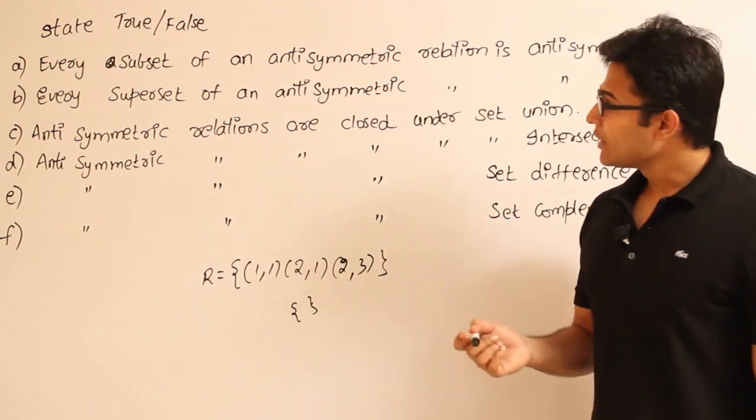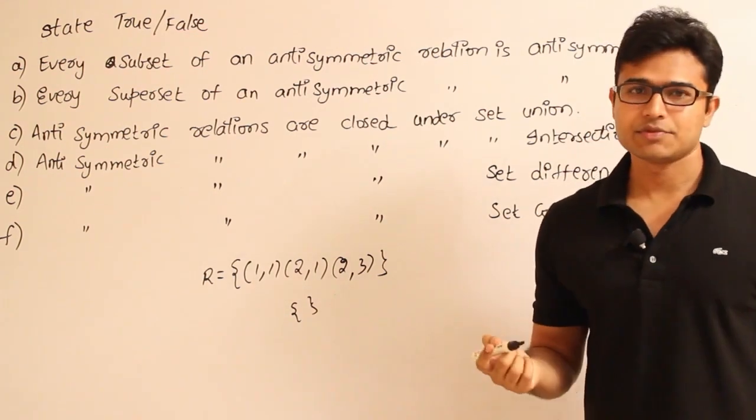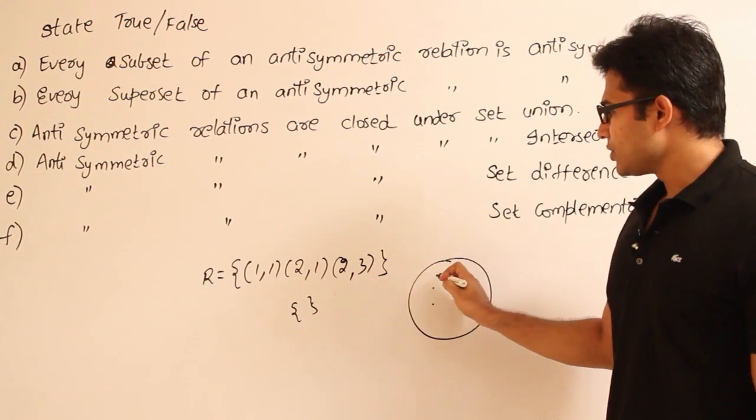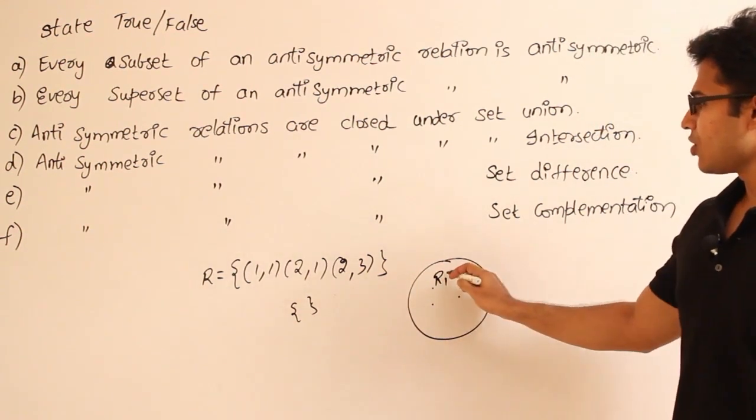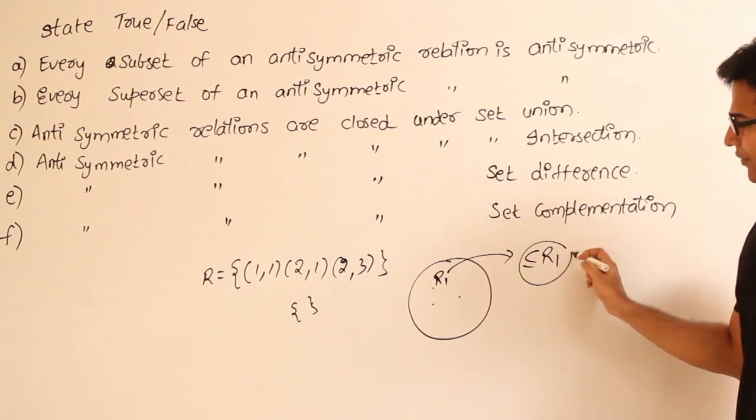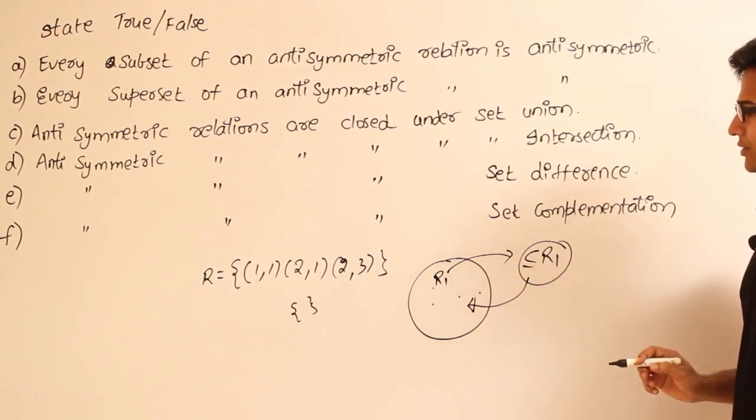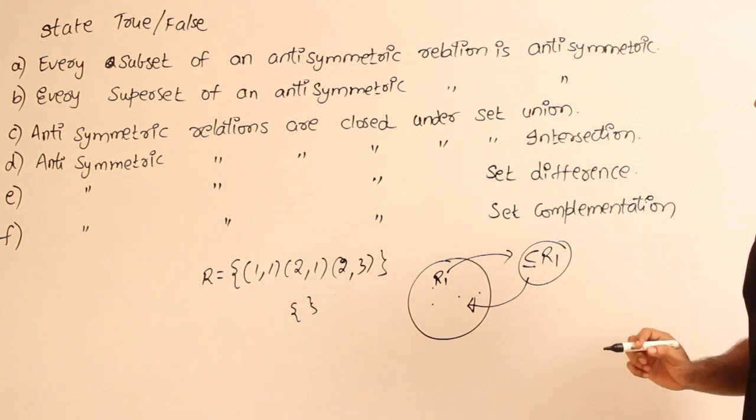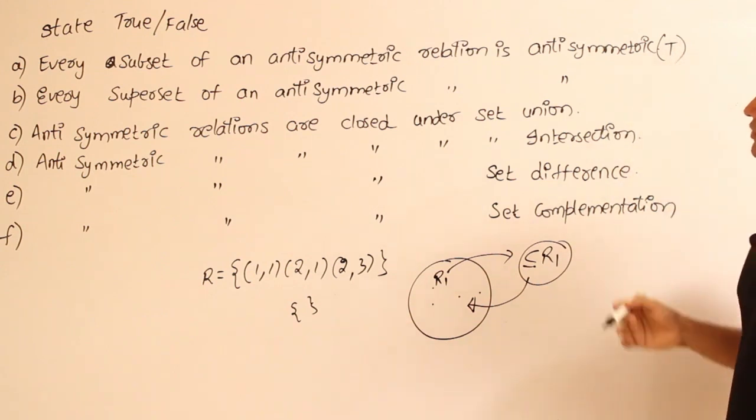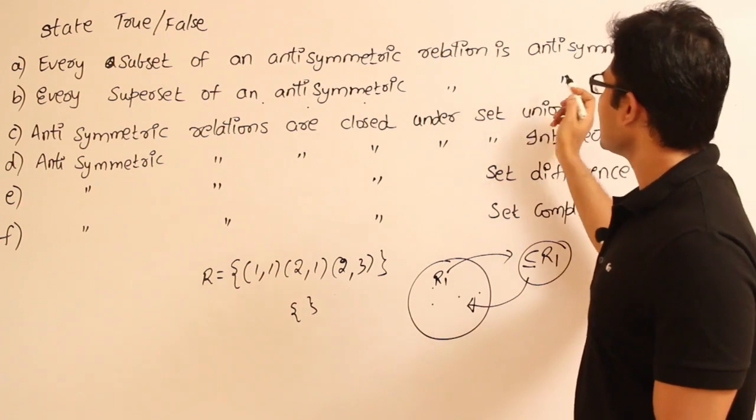So what can you say? The set of all antisymmetric relations is closed under the operation subset. What does it mean? If you take any antisymmetric relation, for example R1, and you take a subset of R1, even that relation happens to be antisymmetric. Therefore the set of all antisymmetric relations is closed under the operation subset. Yes, this is true.